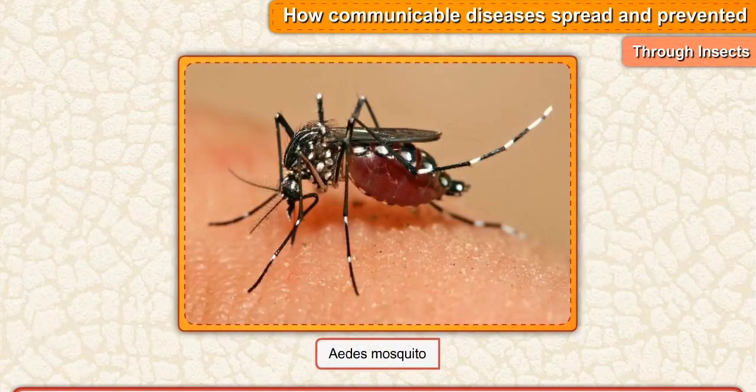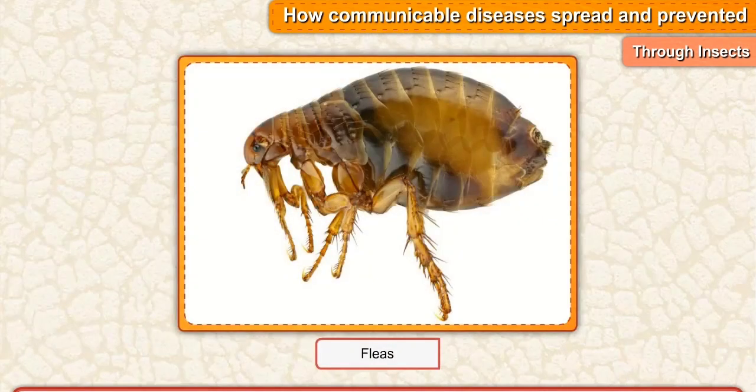Dengue is spread by the bite of Aedes mosquito. Plague is spread by the bite of fleas carried by rats.